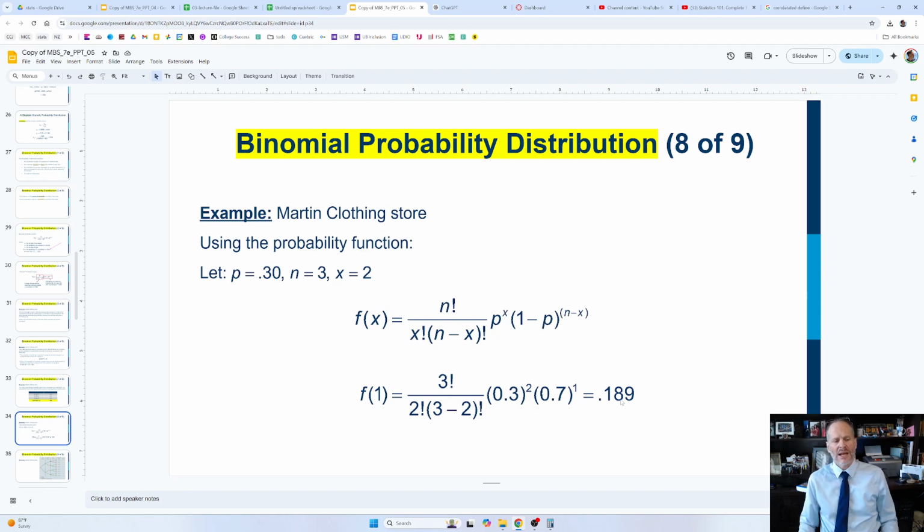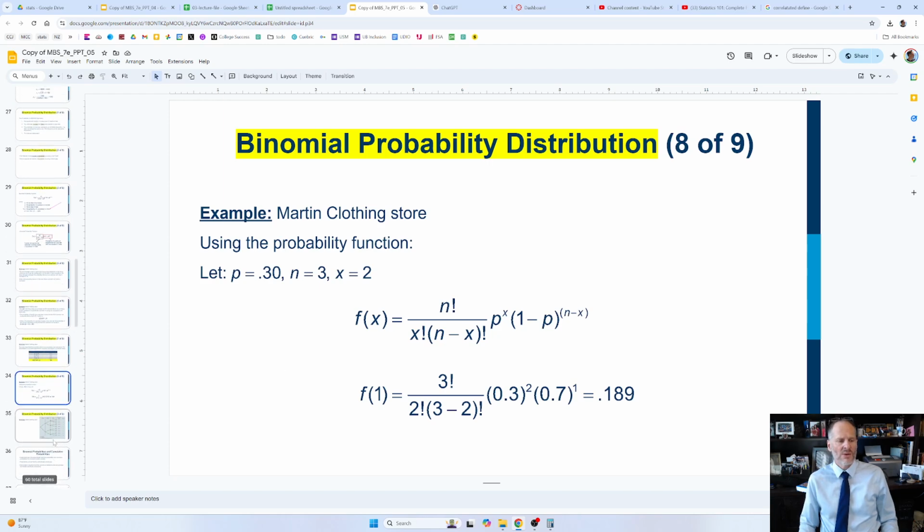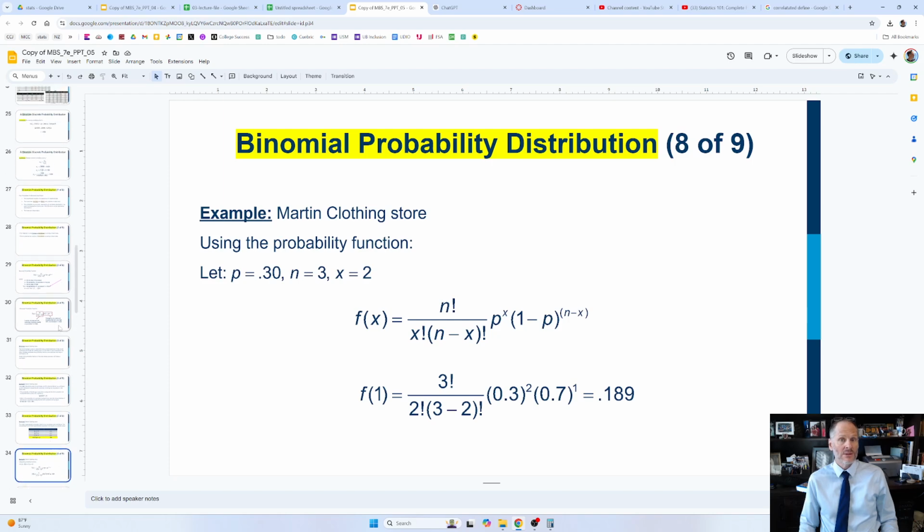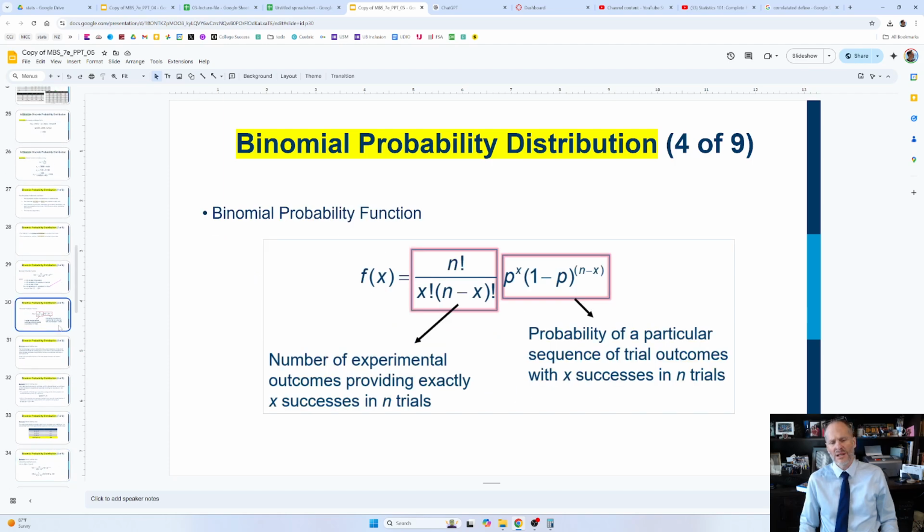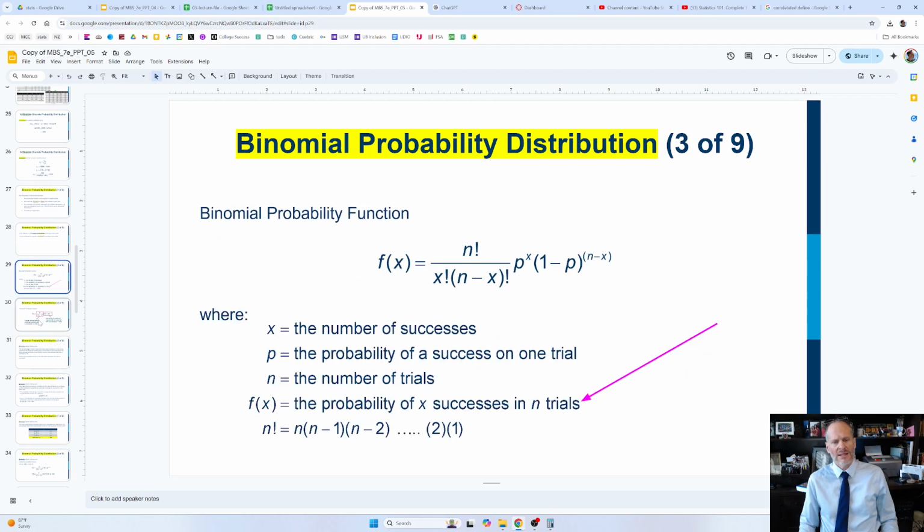And so we could also calculate that this way, 0.189. So that's the binomial probability distribution. We already went through it. The last thing I'm going to point out about the binomial probability distribution is that if you look at the formula, here's the formula, and then here it is again.